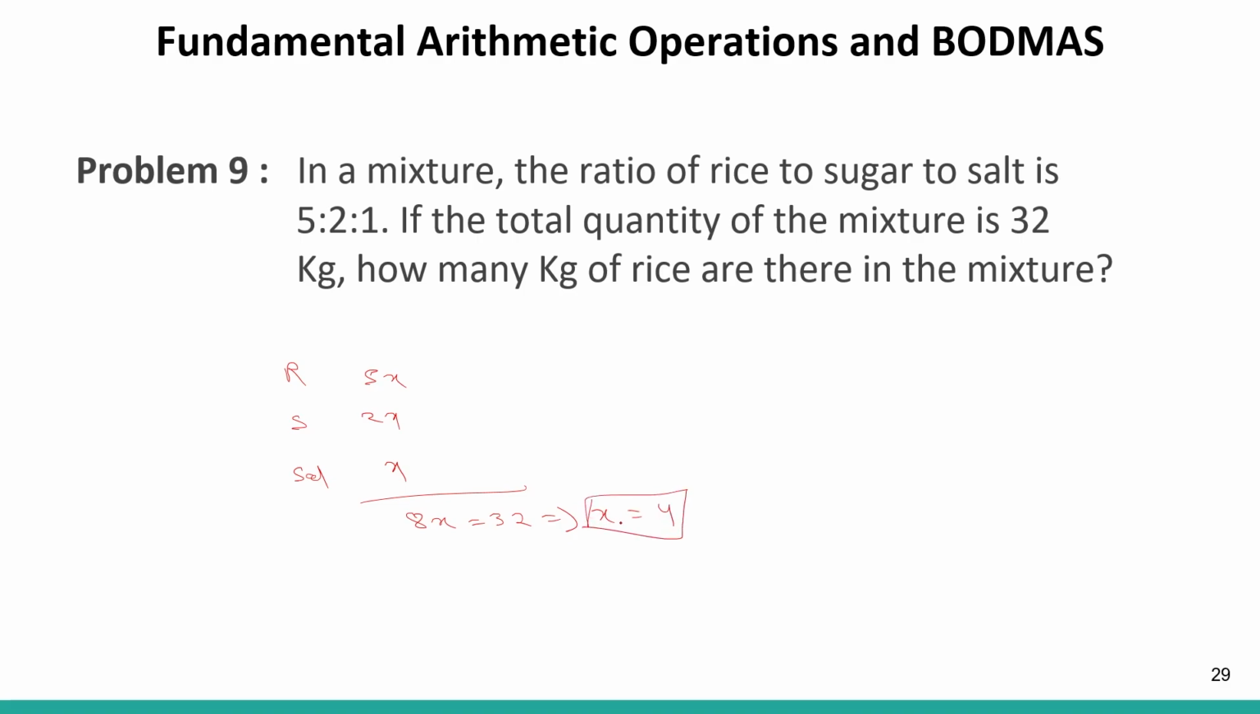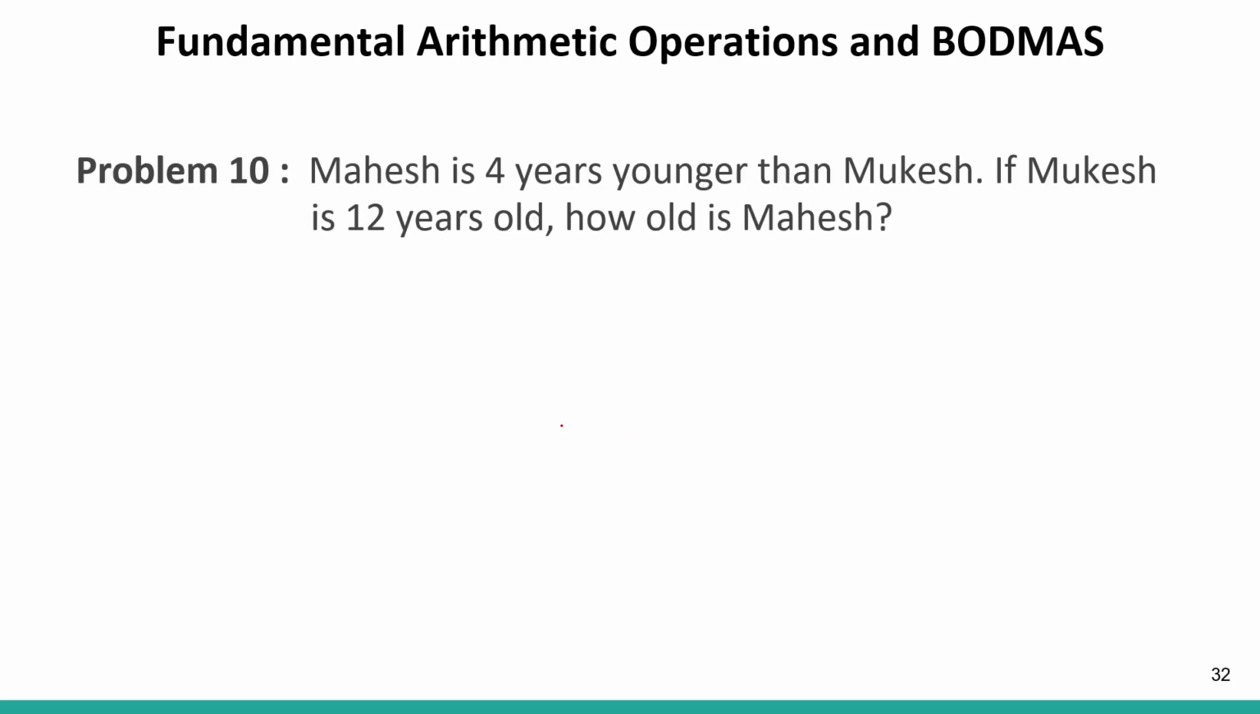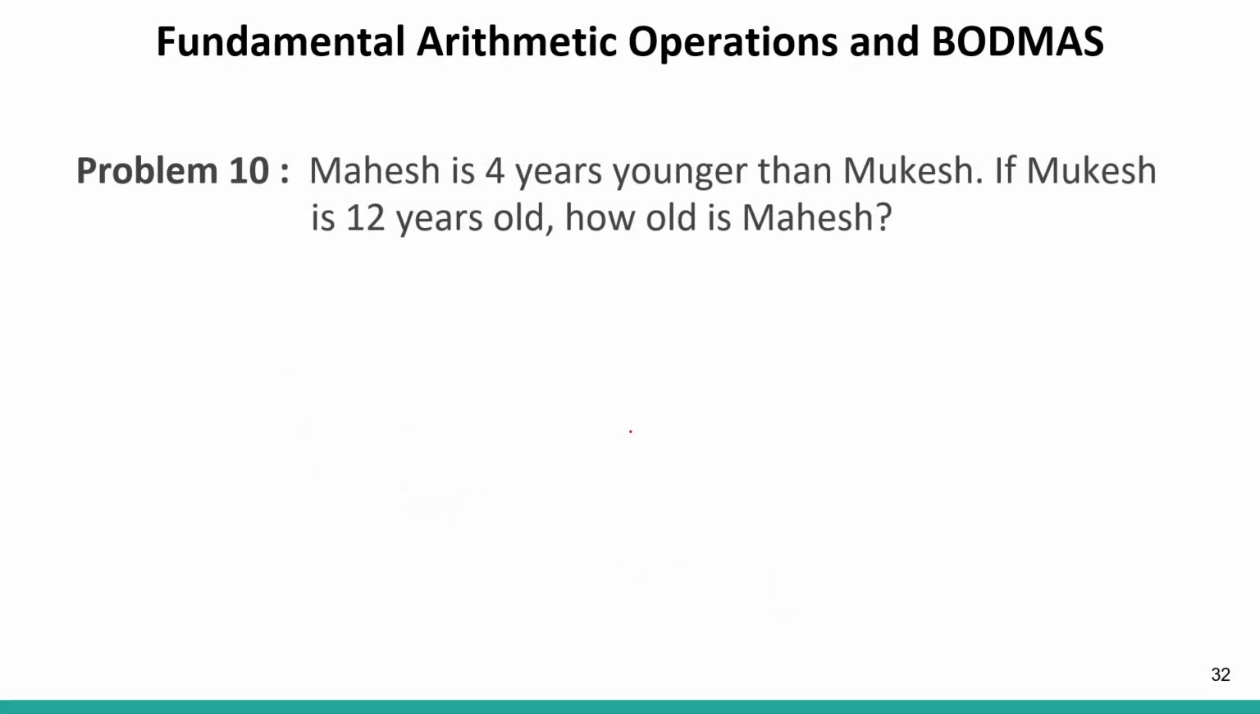So this implies that x is equal to 4. So there will be 4 kg of salt. And how much amount of rice? 5x amount of rice, that is equal to 20 kg. 20 kg of rice. Let's see. Here they have taken z. Okay, so 5z, 2z, z. And here z is equal to 4. For salt it is 4 and for rice it is 20. Okay. Let's see problem number 10.